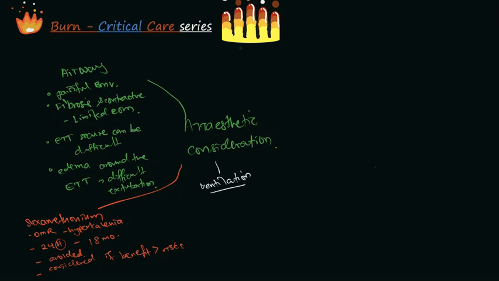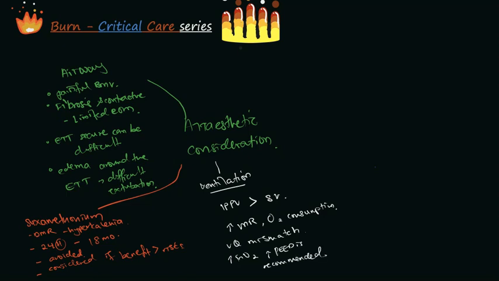As for the ventilation, IPPV is generally more preferred than spontaneous ventilation. Increase in metabolic rate causes increase in oxygen consumption. V/Q mismatch increases shunt fraction. So all of this requires us to increase the FiO2 and PEEP.